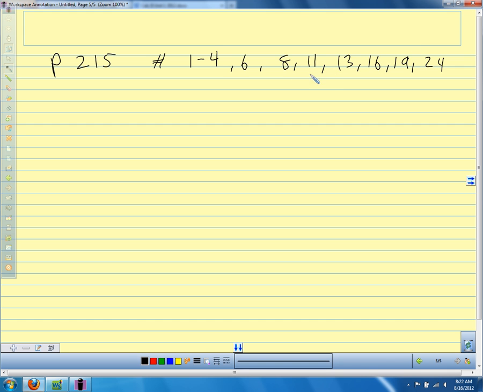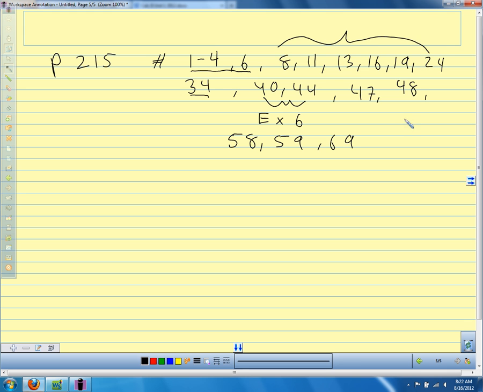Number 34, I wanted to talk about that quickly. Number 40 and 44 are trig functions that you're analyzing. Look at example 6 in your book for an example of doing that. 47, 48, and then numbers 58, 59, and 69 are kind of conceptual problems. Explain why this would happen. So there's not a lot of computation. So I would suggest doing these. Pick some out of these to do.